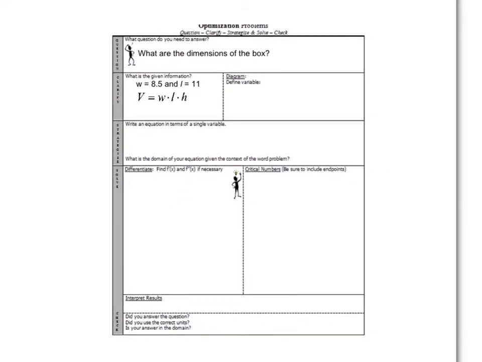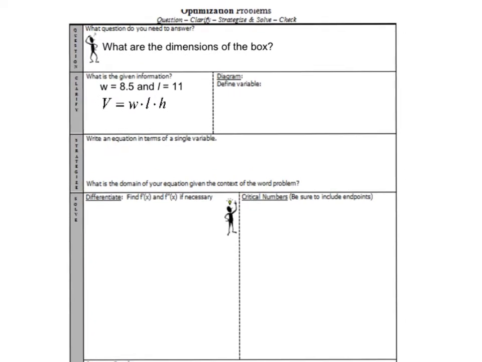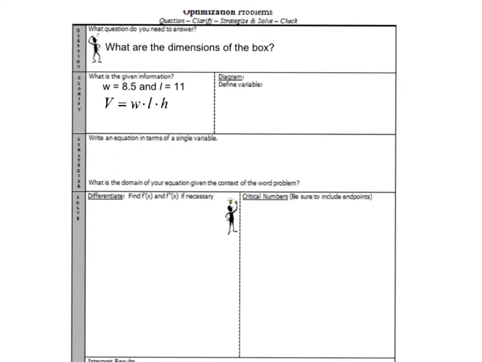Here we go. Okay, so you have this graphic organizer in front of you, and we are going to use this protocol to explain the process of how to solve a problem like the one you did in class today. So the first thing you always want to do is figure out, what is the question that you need to answer? The question for this problem was, what are the dimensions of the box? We know a box is three-dimensional, so we are going to have to find the length, the width, and the height of this box.